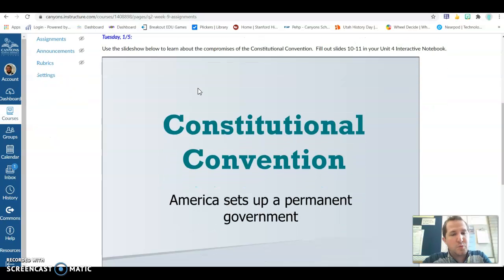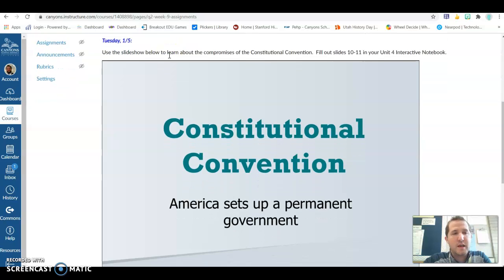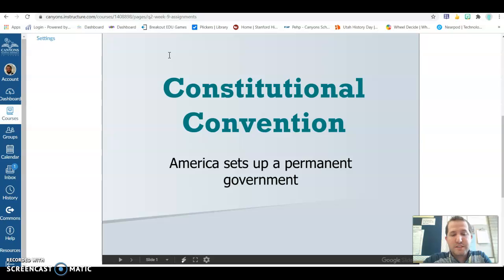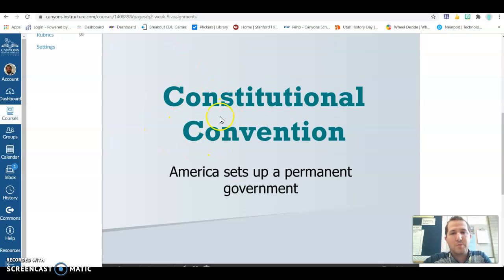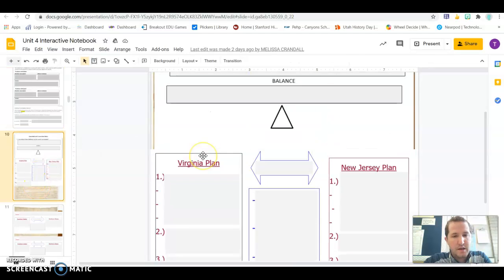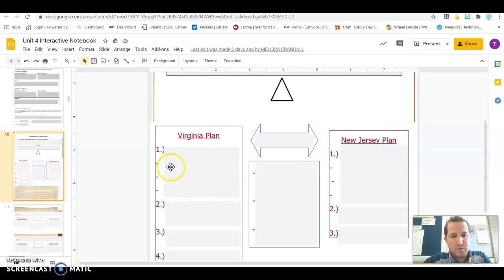On Tuesday, we're going to be going over the convention itself. After looking at some of the weaknesses, people decided that they did need a new form of government. So this is pretty straightforward. You go through the slideshow, and starting on page 10, you're filling out these notes here. We're looking at 3 of the major compromises of the Constitutional Convention.